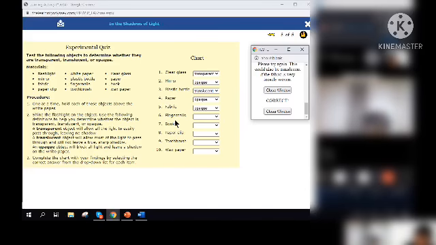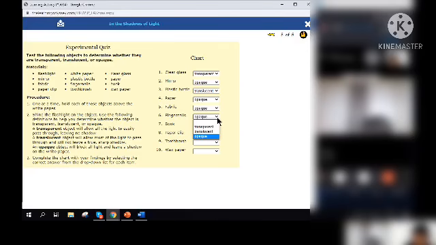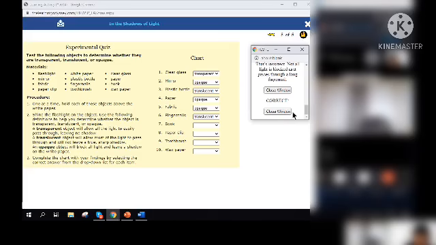Number six, fingernails. Opaque. Opaque. Okay, not really opaque. Translucent. Yeah, translucent. Number seven, book.